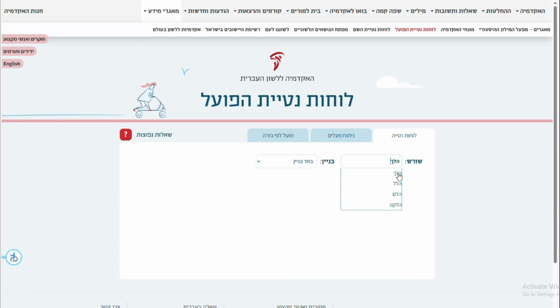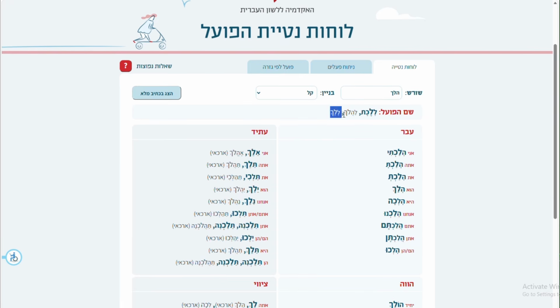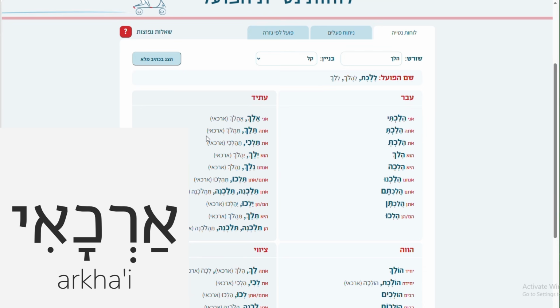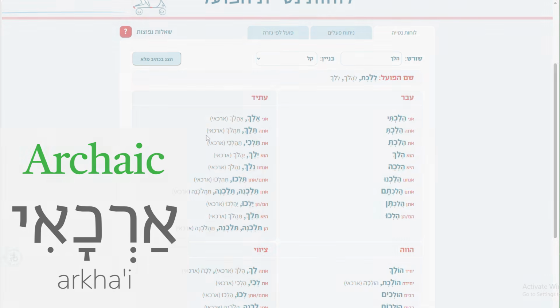When we put the root hey lamed kaf into the kal, we see a lot of variations in gray text, with a Hebrew word in parentheses next to them. This word is archai, archaic, or old. That means these forms may be used in either biblical or rabbinical Hebrew, but not modern Hebrew. And that's all for today.